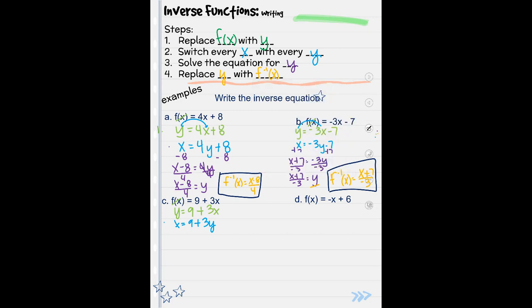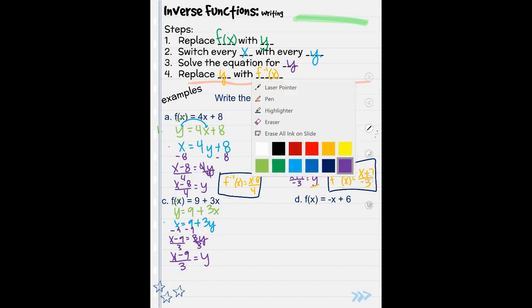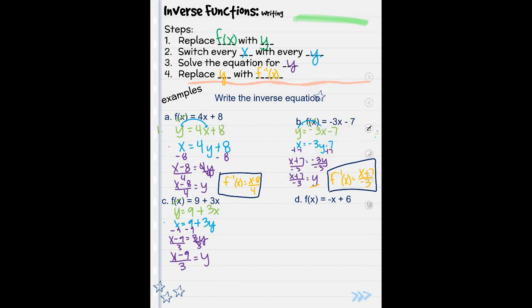Now, here's where we need to get y by itself. So right now, we're adding a 9, so we need to subtract a 9. So we've got x minus 9 equals 3y, being multiplied by 3, divide both sides by 3. So we've got x minus 9 divided by 3 equals y. Okay, don't forget this final step, because your answer technically is incorrect unless you put it in this form. f negative 1 of x equals x minus 9 divided by 3. All right.